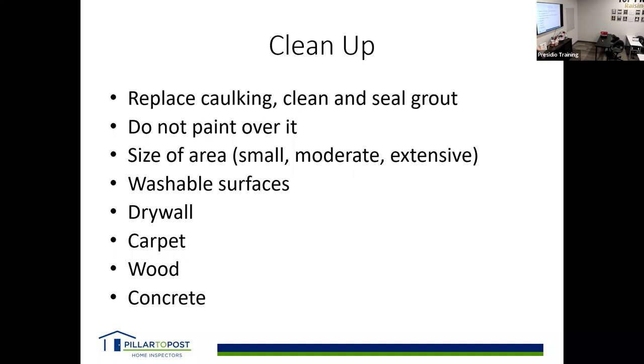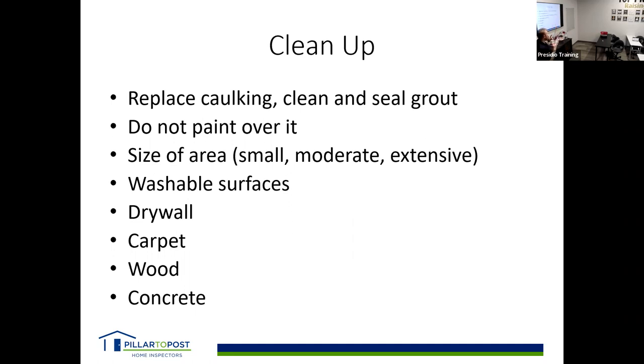All right, so you find a mold problem. What do you do about it? Cleaning it up. So the main thing to keep in mind is how much mold is too much. The general guideline, and technically when it's considered contamination, is when it's more than 10 square feet. So not very much, but still a pretty decent amount.